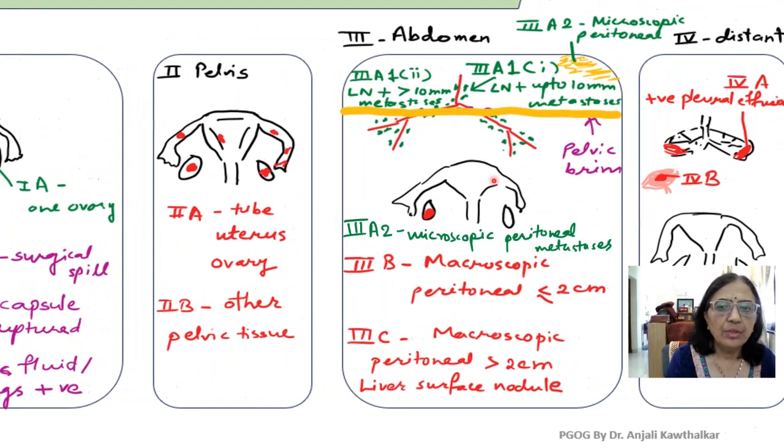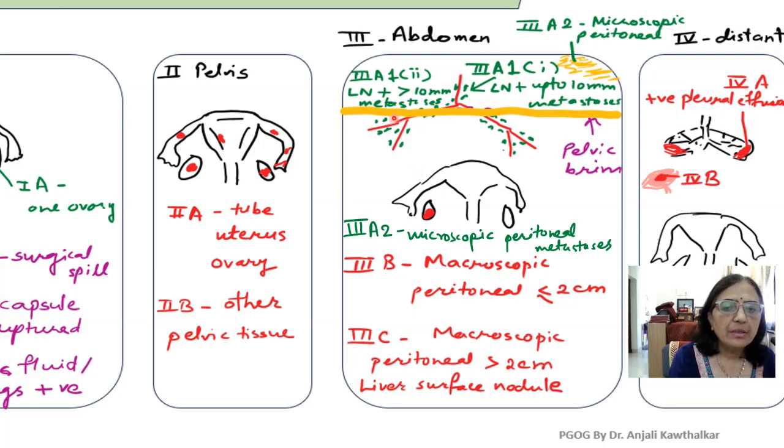Now when we come to stage 3 and stage 4, stage 3 is somewhat complicated. Stage 1 and stage 3 are more complex as compared to stage 2 and stage 4, which are relatively easier. But to remember, stage 3 is abdominal spread, and it is further divided into stage 3A, stage 3B, and stage 3C.